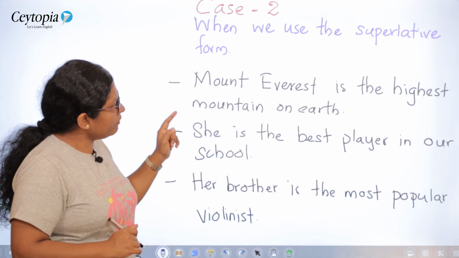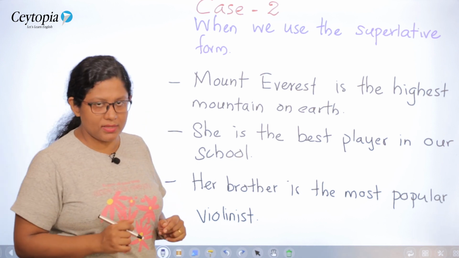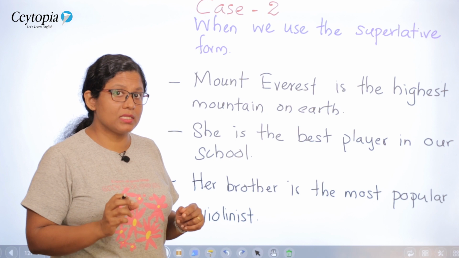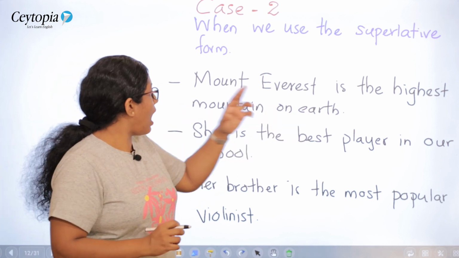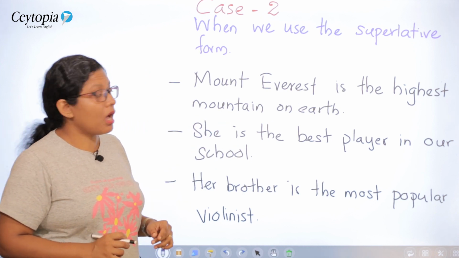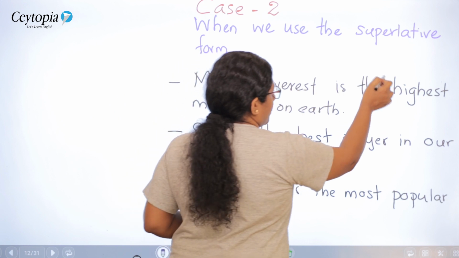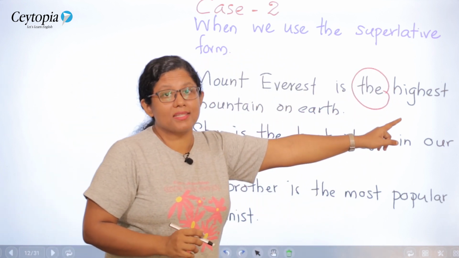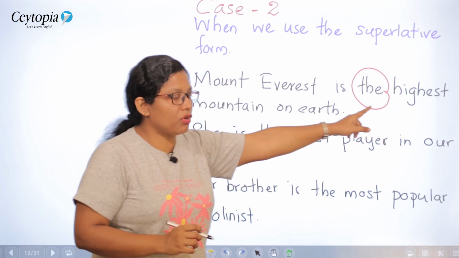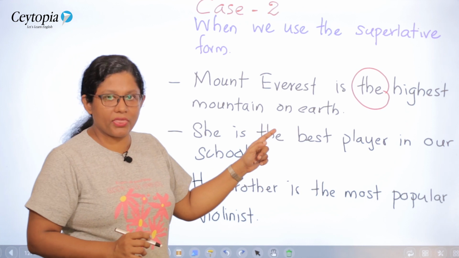Case 2. When we use the superlative form in our sentences, it shows what is the best of it. Mount Everest is the highest mountain on earth. Mount Everest is the highest. "Highest" is the superlative form, the highest. Before the superlative form, all the time we use "the": the highest mountain on earth.